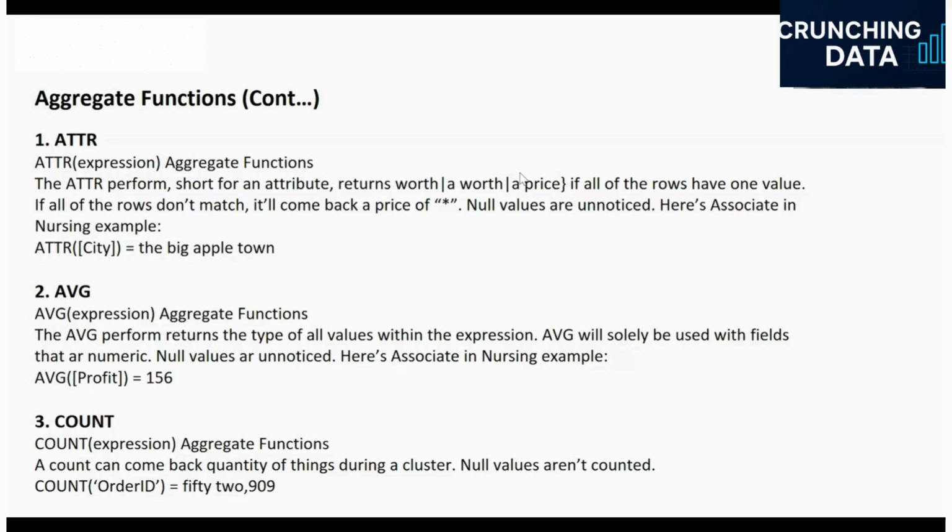The second one is the AVG or the average function. The average function calculates the mean or average of a set of numeric values within a specified group or context. It is a measure of central tendency and helps you to understand the typical value within the dataset. To calculate it, take the sum of all values and divide by the count of those values.